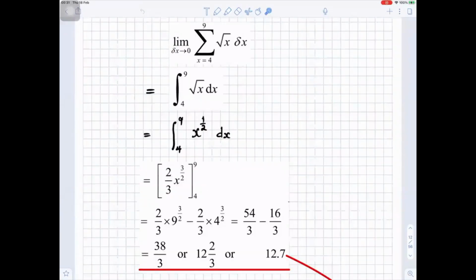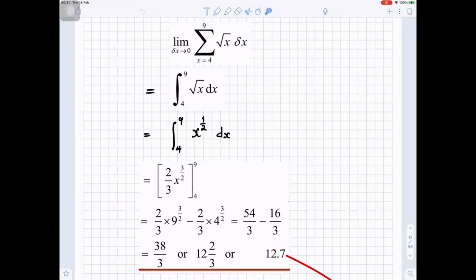So it is very important to know what this sign means. That sign means sum. It means you add all from 4 up to 9. So you start at 4 and you end at 9. So it means sum.